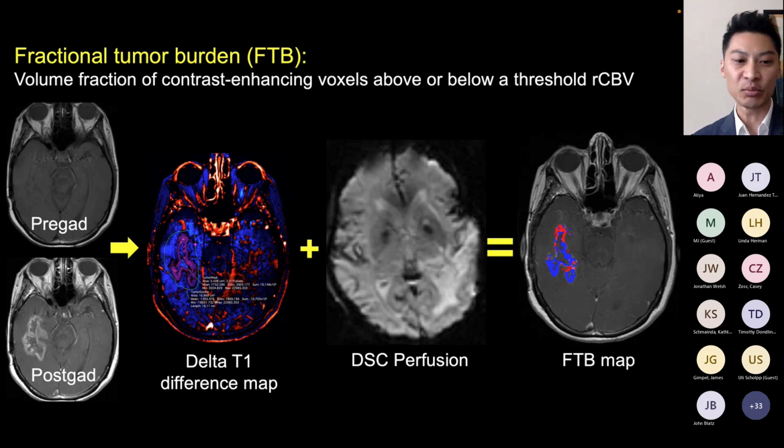So how do we get this? Well, we essentially get the delta T1 difference map between the pre-gad and the post-gad. Once we have the contrast enhancing volume, we superimpose that on the DSC perfusion images, and you can obtain the FTB map.